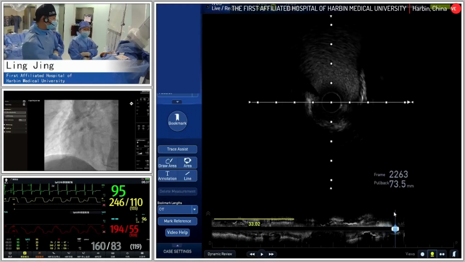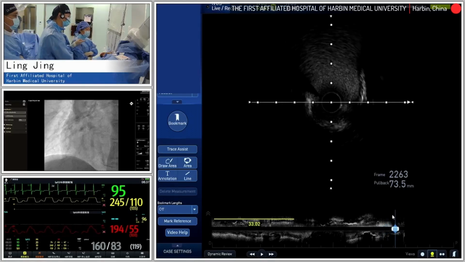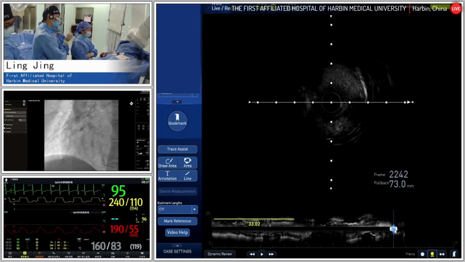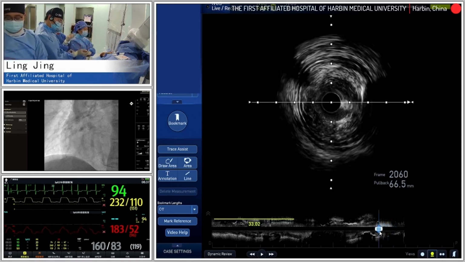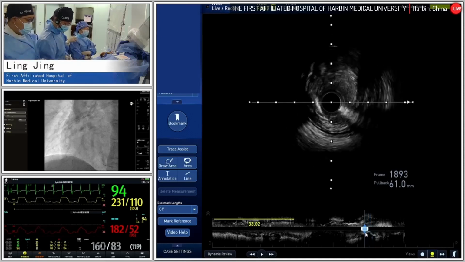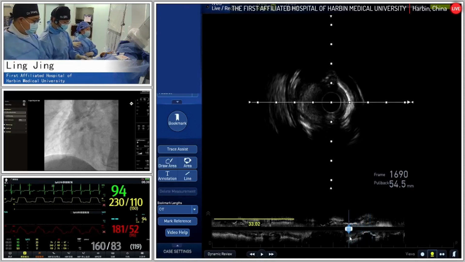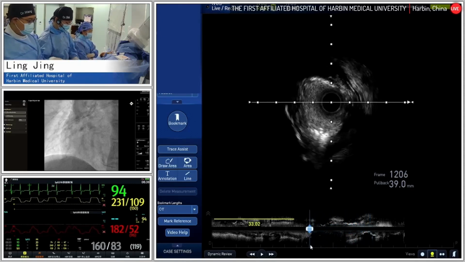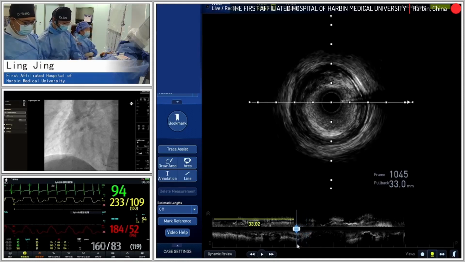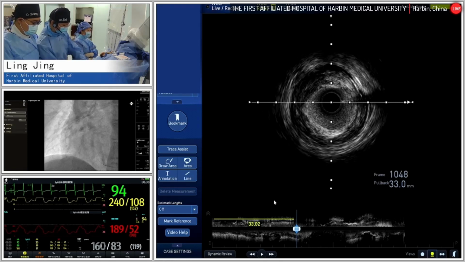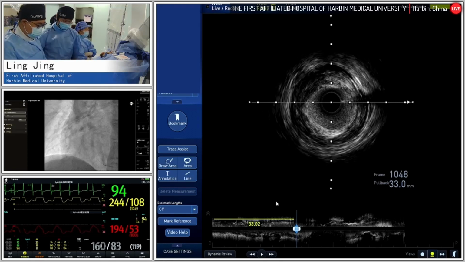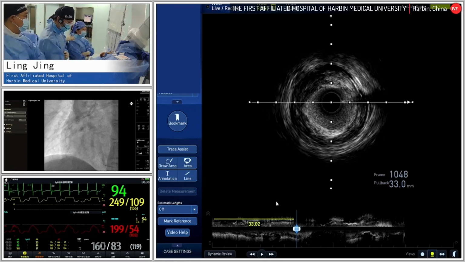So Professor Jing, I noticed that for this case, you managed to cross the CTO lesion very successfully using only one wire, the Gaia first wire. However, sometimes the antegrade approach is associated with the risk of going into the subintimal space. So the parallel technique is a potentially good strategy for the antegrade approach. What are your suggestions and your experience in the parallel technique for the antegrade approach in this case?